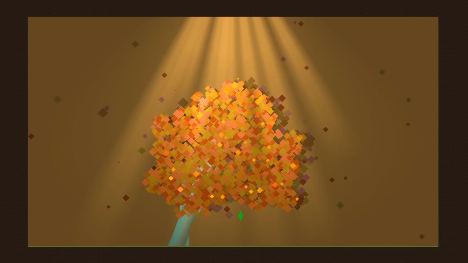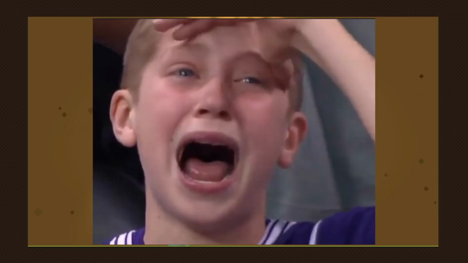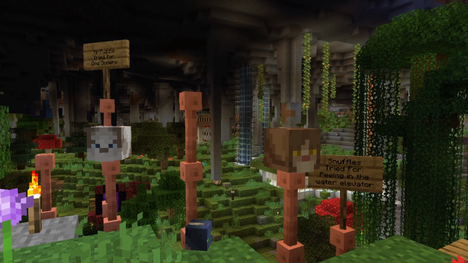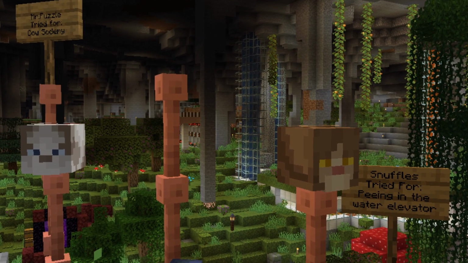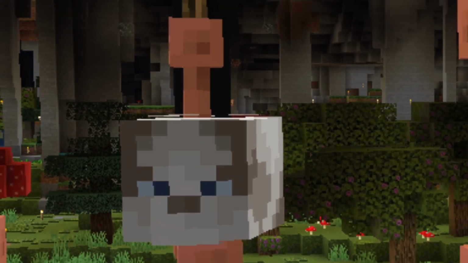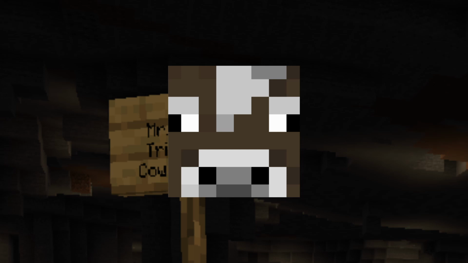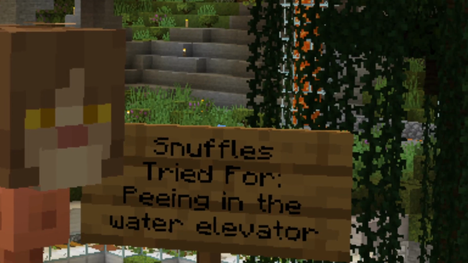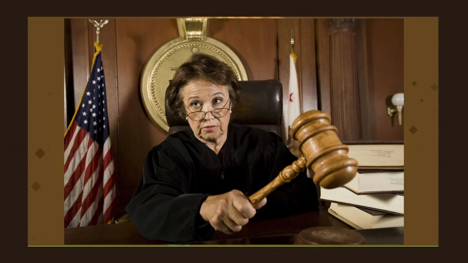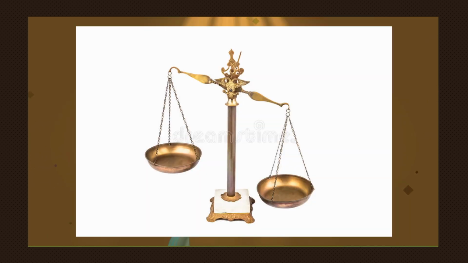Yay! This week I achieved 2 of my objectives. Well, 3 if you include horrifying my friends by mounting cat heads for their cat crimes against the server. Offenders include Mr. Fuzzle, tried for sodomizing a local cow, and Snuffles, tried for peeing in the water elevator. No crime left unpunished, no punishment undeserved.